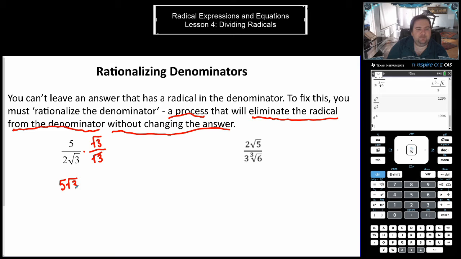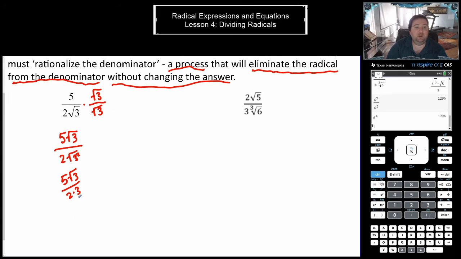We have 5 root 3 divided by 2 root 9. I could also write this as 2 root 3 squared, right? And that's because using previous knowledge, we're going to cancel these out. What is this? This is 5 root 3 over 2 times 3. Oh, look how that worked out. We got rid of the radical in the denominator. Now we have 5 root 3 over 6, and you're good to go. It's rationalized. Everything makes sense.